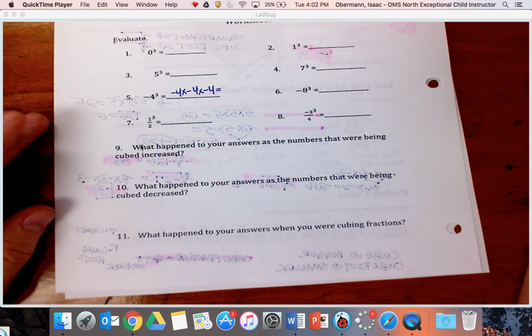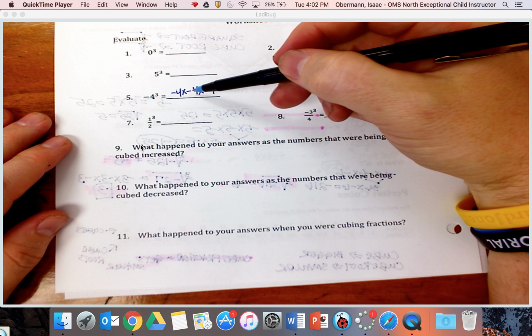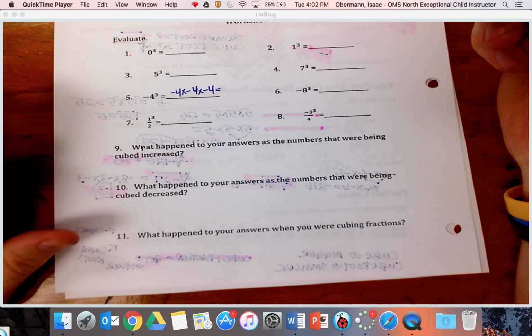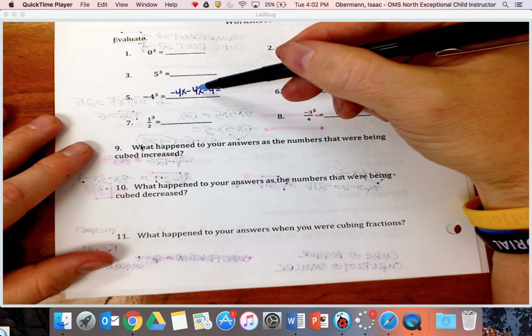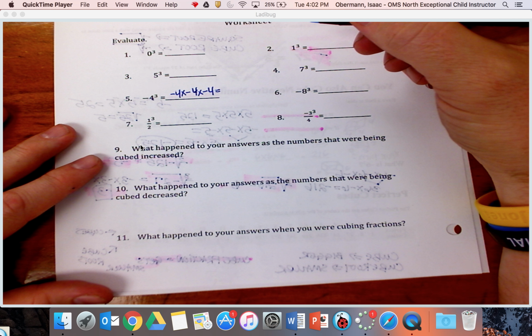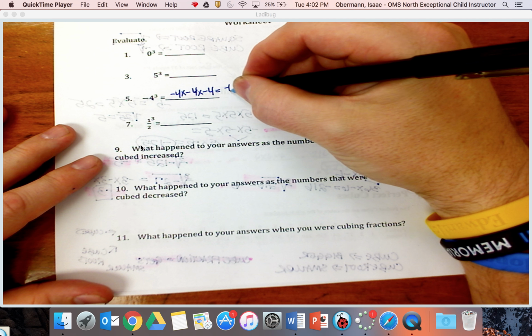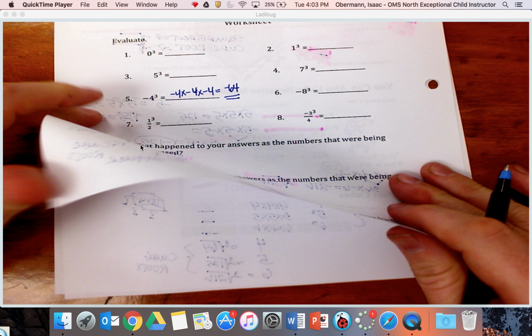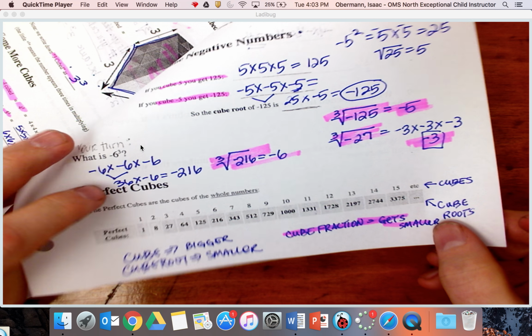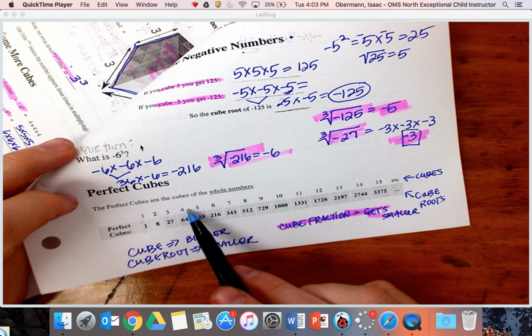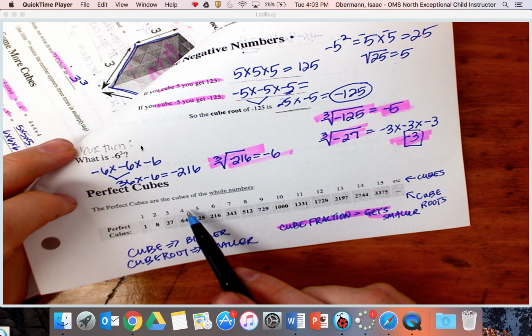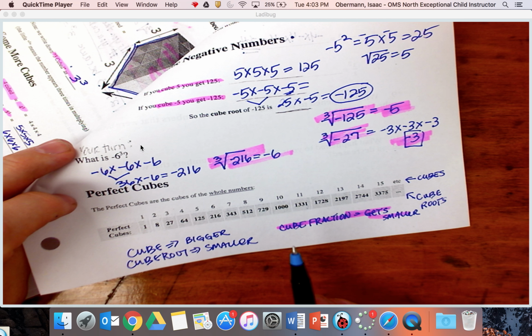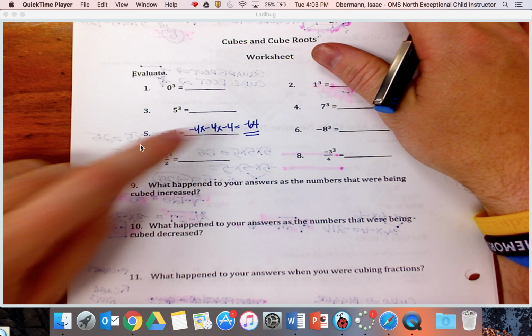And then you should be able to multiply that. -4 times -4 is positive 16. And 16 times -4 is, well, that's going to be -64. And I can always check it by coming back to my other page and looking here. Well, positive 4 cubed gives me 64. So if it's negative, because it's 3 of them, it will be -64, and I can check it.